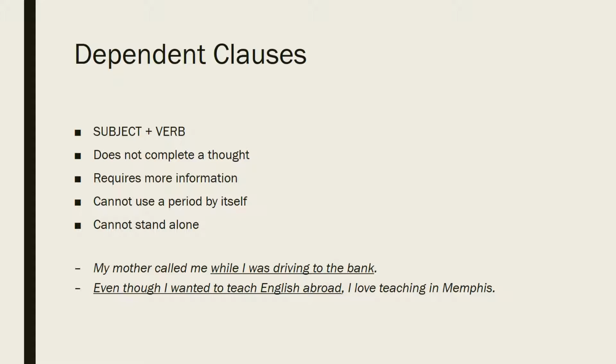So again, the underlined portion is the dependent clause, even though I wanted to teach English abroad. The subject in this section is I. The verb, wanted to teach, I guess you could add that too. But again, it has that phrase even though at the beginning, and so you're waiting on more information. This is not a complete thought, therefore it cannot stand alone, and so this is a dependent clause.